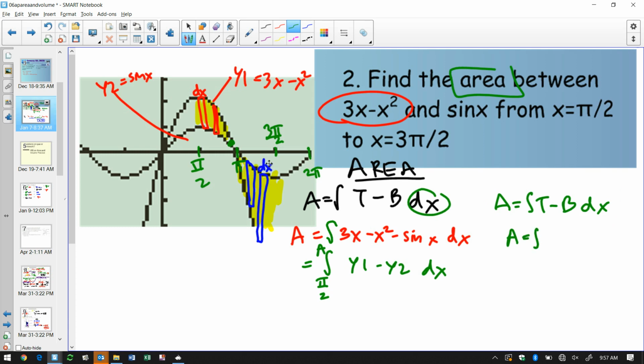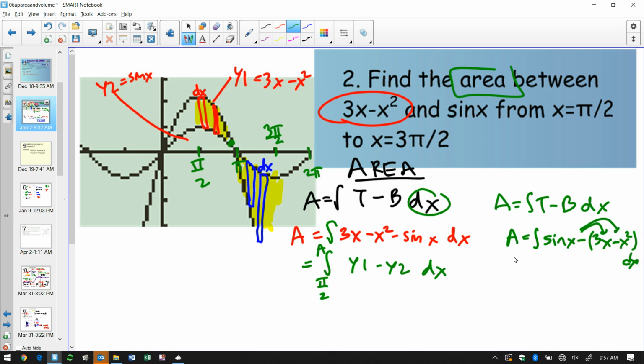Do you guys see that? So now the top function is what? Sine x minus, now be careful, minus the quantity, 3x minus x squared. Is it x squared or x cubed? X squared. Okay, so if you actually punch this into the calculator, you need to definitely put parentheses or make sure you distribute your negatives.